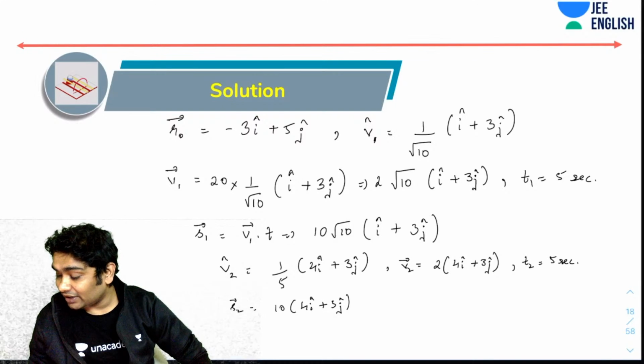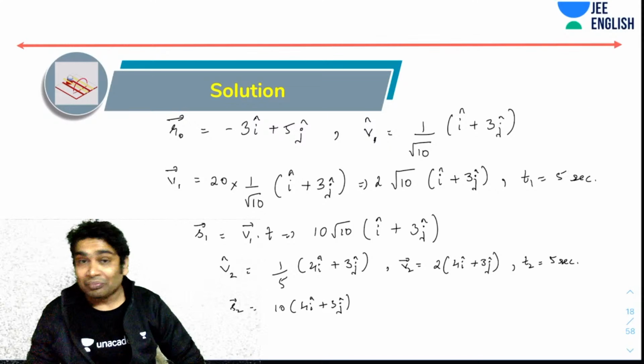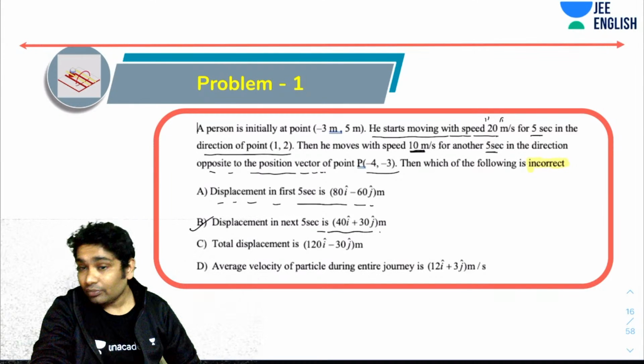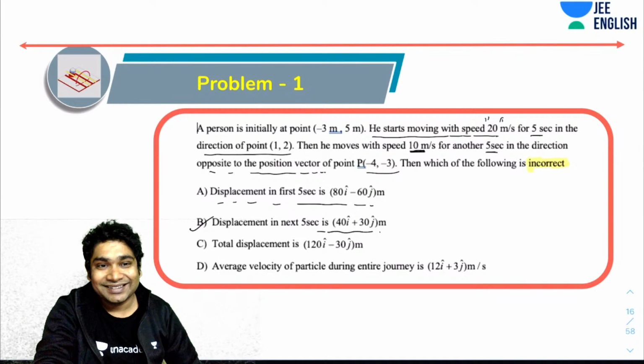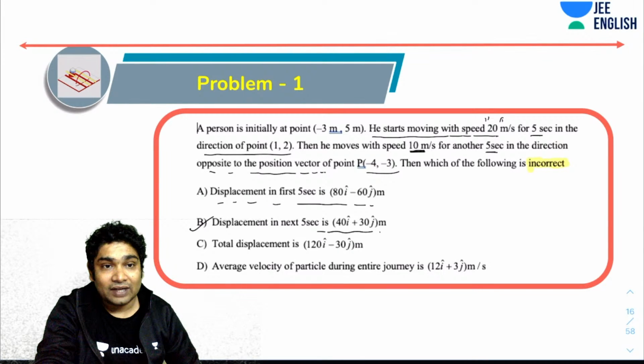Displacement in the next 5 seconds is 30 i cap plus 30 j cap. This is correct. Okay, next one. Let's see. There was a typing mistake, I think. That is why we got the first one wrong. So there is a typing mistake in the question, it seems.